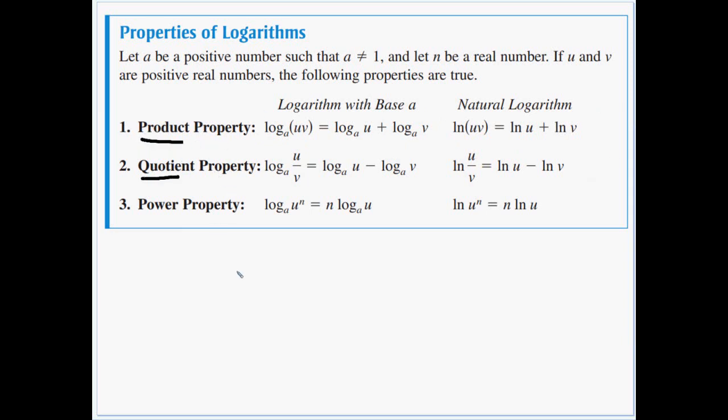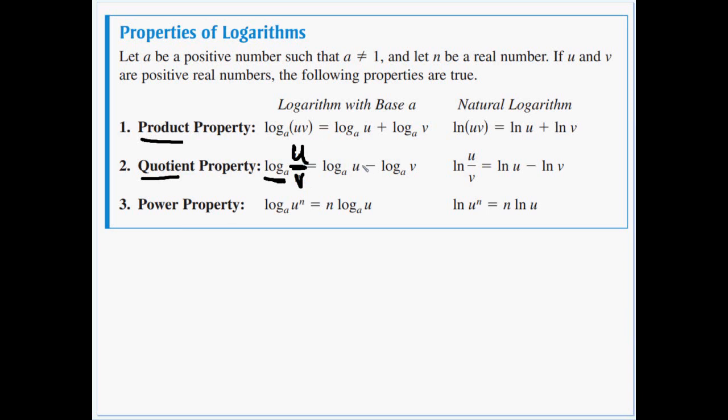Here's the quotient property. Back when you're thinking about exponents, if you are dividing like bases, you subtract exponents. So there we'd have base x, 6 minus 2 is 4. And then remember, logs here are just a different way to look at exponents. So now we've got the log of two things divided. U is the numerator, v is the denominator.